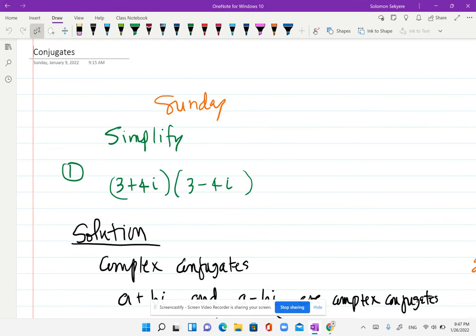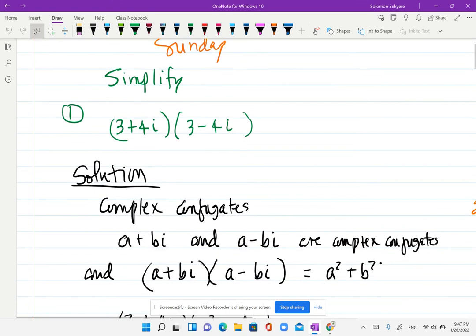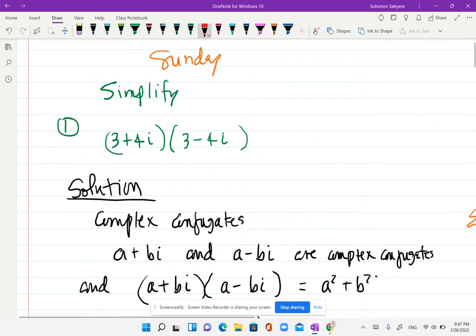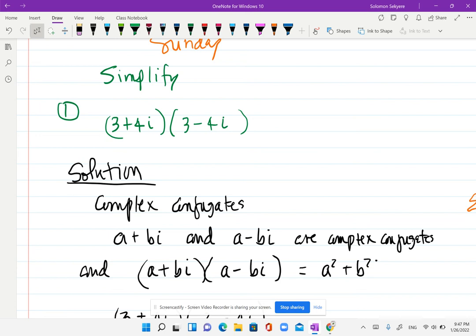Okay, let's keep on moving. All right, so here we're gonna do what's called conjugates. All right, here's the first question. Simplify 3 plus 4i times 3 minus 4i.